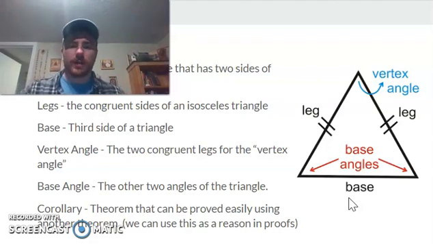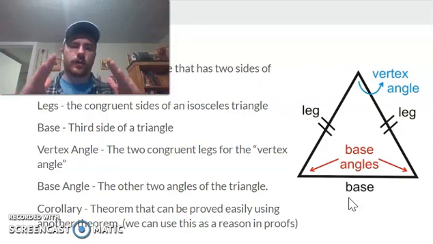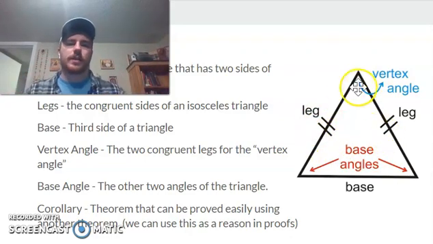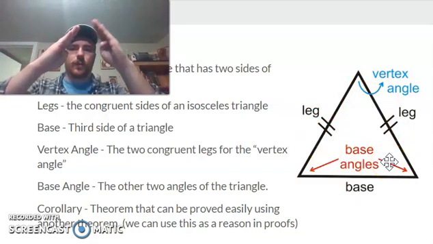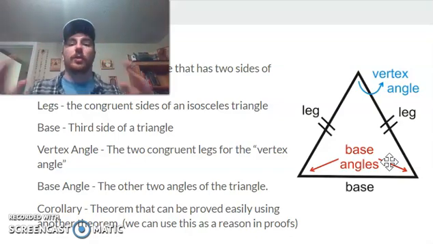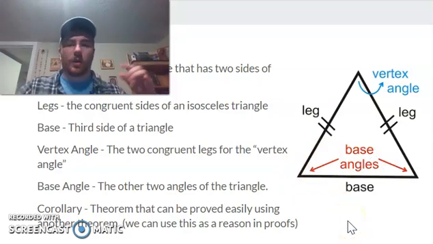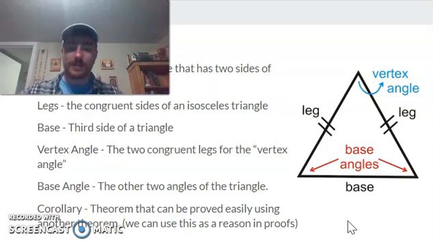This vertex angle is going to be where the congruent legs meet. So obviously on the picture on the right, it's that top angle because the two congruent legs meet, and then they form the angle up top here. That is going to be what's called our vertex angle. And then lastly, our base angles are just the other two angles, and those are going to be across from our legs.